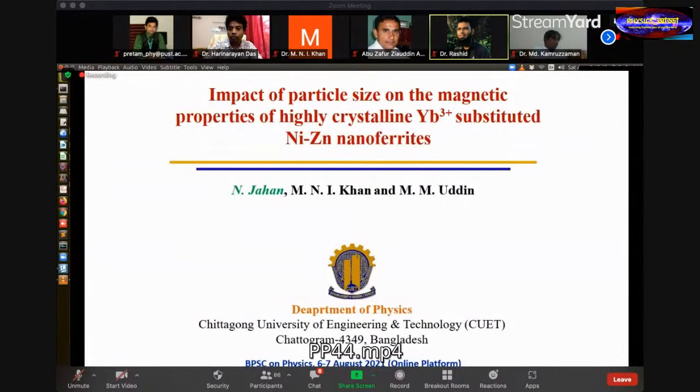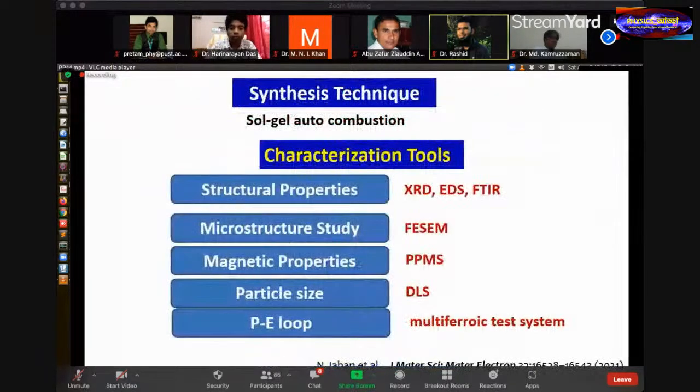Here, the research article is the impact of particle size on the magnetic properties of highly crystalline ytterbium substituted nickel zinc nanoferrites. At first, the samples were made by the sol-gel auto-combustion technique. After preparing the samples, characterization was done using these tools.